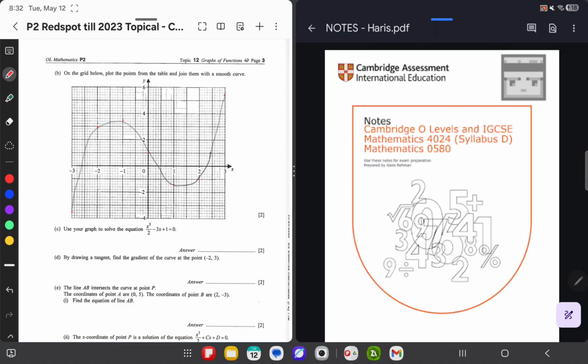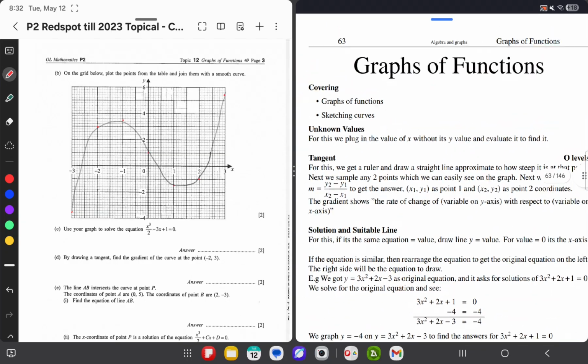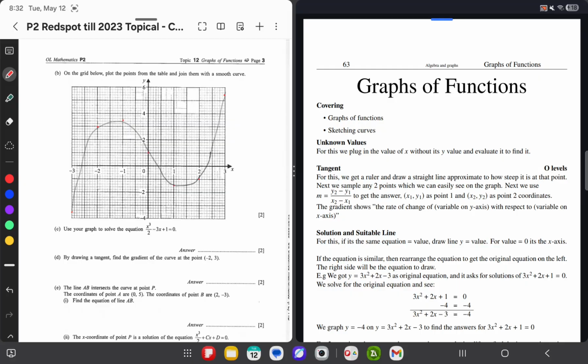Next we have tangent. For this, we get a ruler and draw a straight line approximate to how steep it is at that point. Next, we sample any 2 points which you can easily see on the graph. Next, we use m is equal to (y2 minus y1) over (x2 minus x1) to get the answer, with x1, y1 as point 1 and x2, y2 as point 2 coordinates. The gradient shows the rate of change of the variable on the y-axis with respect to the variable on the x-axis. So this is how we draw a tangent.